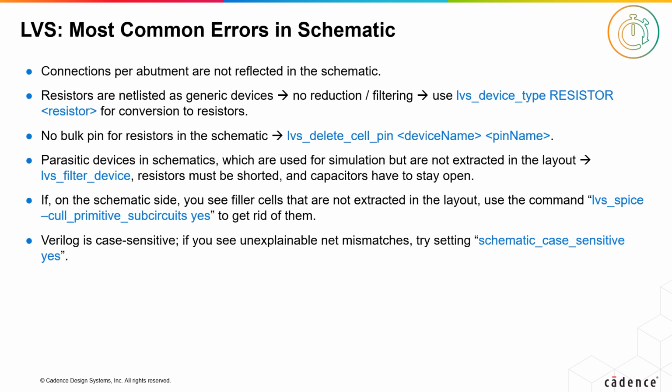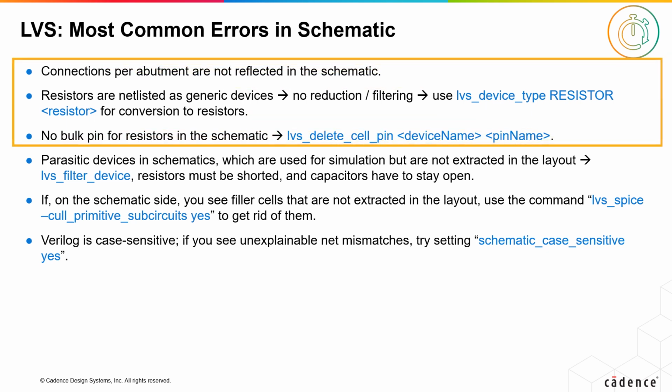Check out a list of common LVS-related errors in a schematic design. Sometimes, the connections between abutments are not accurately represented in the schematic. Ensuring that all connections are correctly shown in the schematic is vital. If resistors are netlisted as generic devices, no reduction or filtering is made for them. To address this issue, use the LVS device type rule to convert the generic devices to resistors and enable reduction and filtering. If the bulk pin is missing for resistors in the schematic, use LVS delete cell pin to add it.